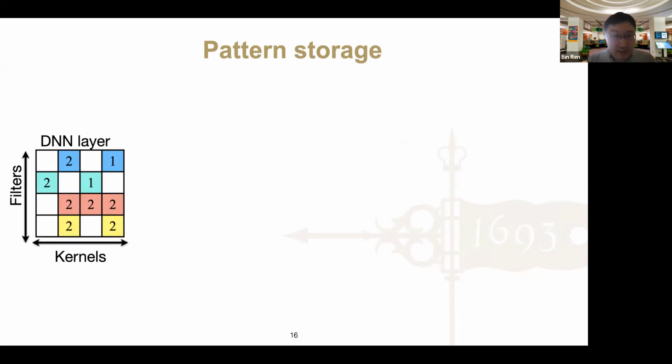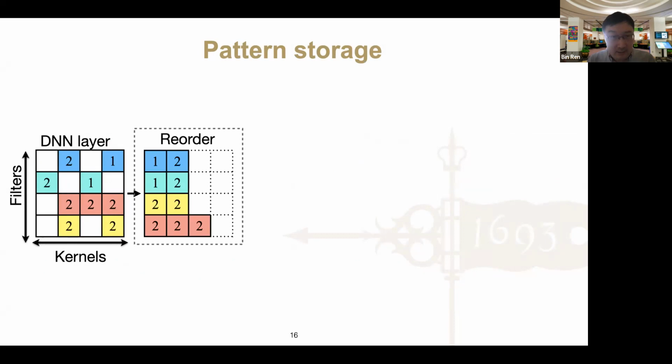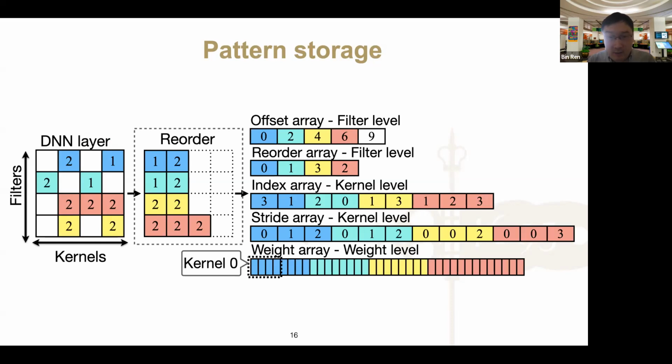So if you take a look at this example again, this is the reordered kernels, and actually we can store these kernels in a more compact way. We can store all the kernel weights next to each other in a dense array, and then we can create a multiple level index for this dense array.